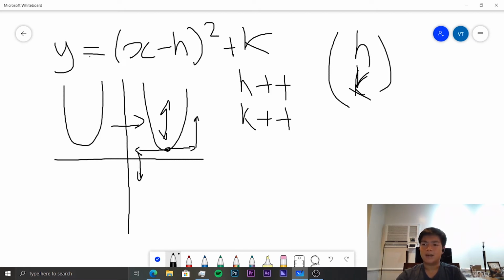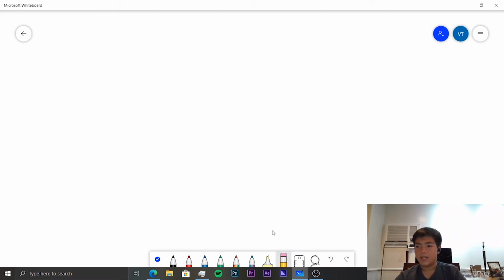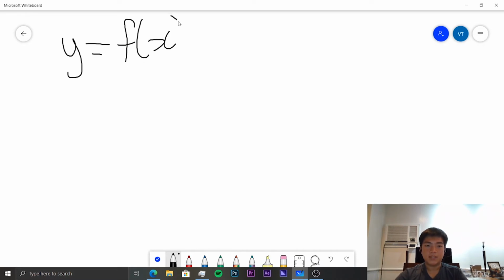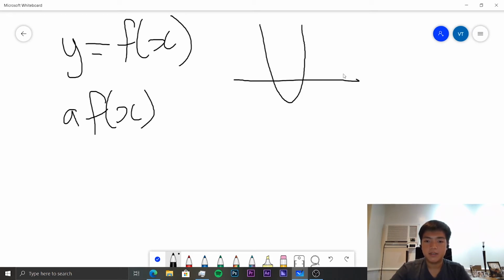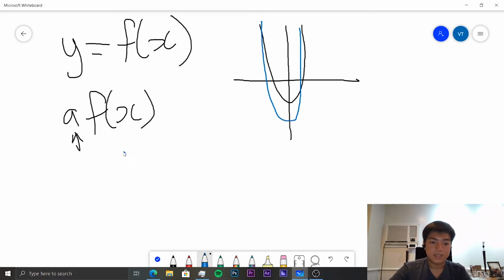Now we need to talk about dilation. This is the stretching of functions, either horizontally or vertically. If we have a function y is equal to f of x, then a times f of x will be stretching the function vertically. We have an original function here, and the new function depends on what a is. If a is greater than 1, then the graph is stretched vertically. So the new graph would look like this, as long as a is greater than 1.